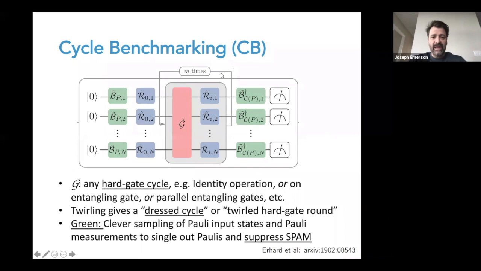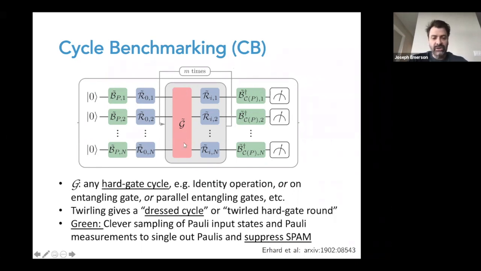And then you repeat that m times in length, and that's one of the tricks to remove SPAM. You amplify the errors, and then the randomization here inherits the benefits of dynamical decoupling, and that kills off many non-Markovian errors and kills off coherent errors, which I'll describe in more detail later. And then the green blocks are carefully chosen local rotations, also to remove SPAM errors associated with leakage into different irreducible representations.